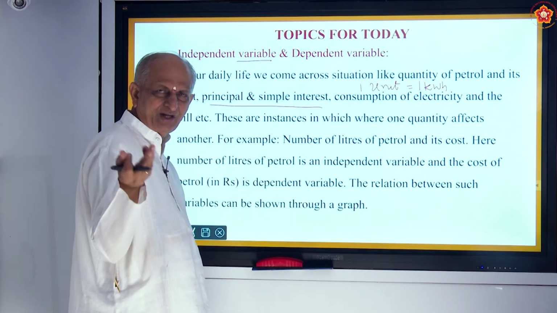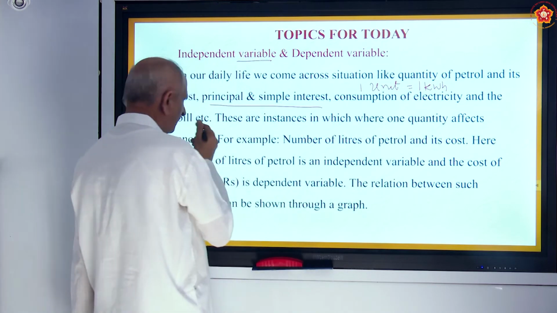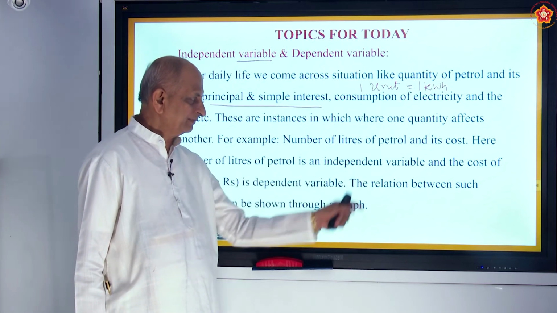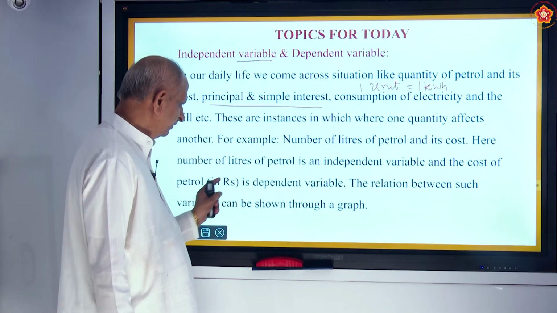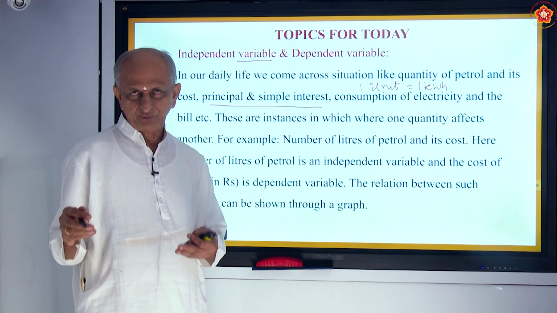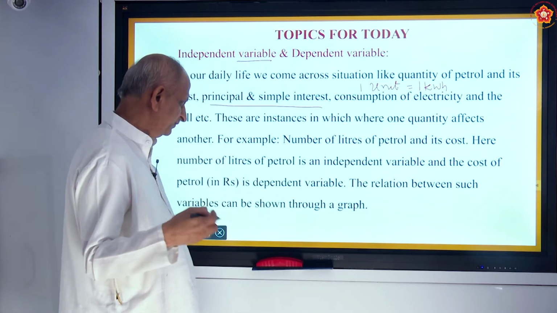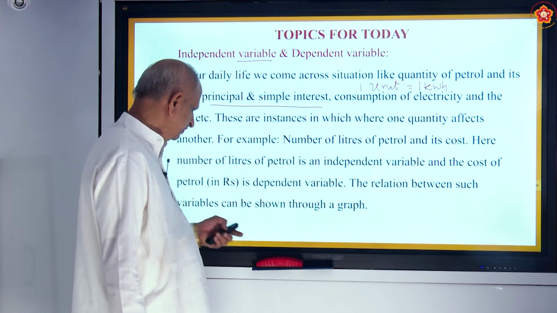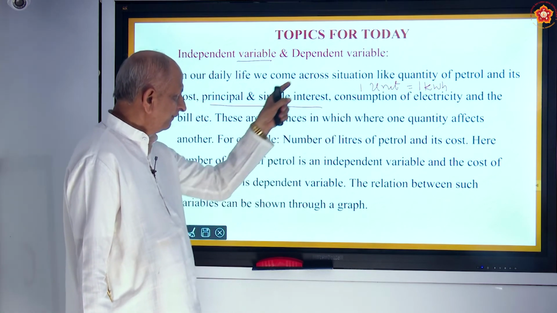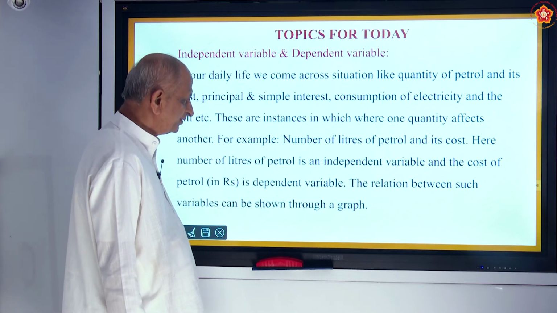Similarly, the number of fruits and cost, the number of pens and its cost. These are all instances where one quantity affects the other. For example, the number of liters of petrol is an independent variable and the cost of petrol is a dependent variable. The quantity of petrol, 1 liter or 2 liters, is in our hand, so it is independent, and cost is dependent. The relation between such variables can be shown through a graph. Now, let us study how to draw the graph for such cases.